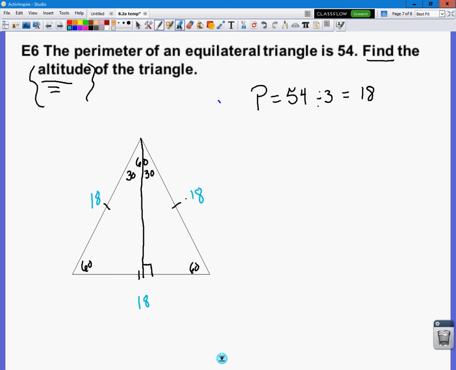And what we're going to look at is we're going to look at one piece of the triangle. Because the part that they're asking me to find is here. So here's my triangle. This is 18. This is 90. This is 60. This is 30. This is the part that I'm looking for.